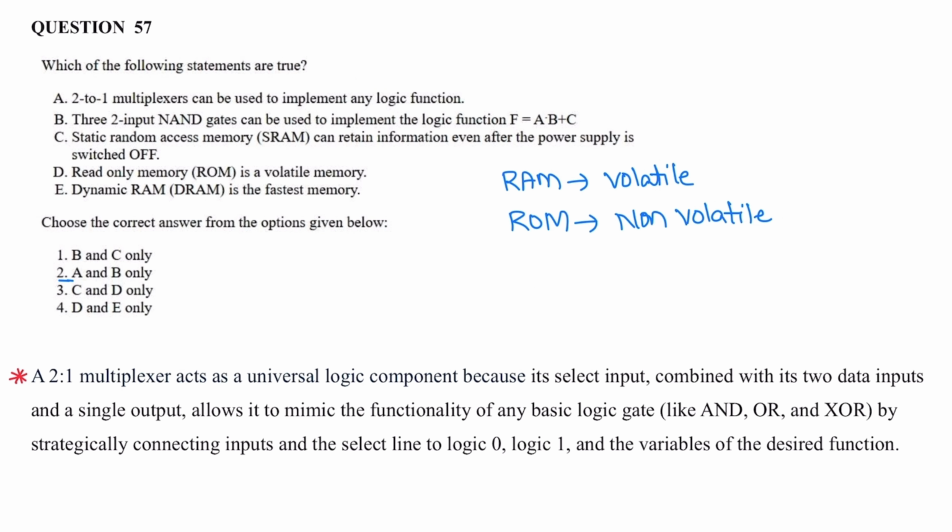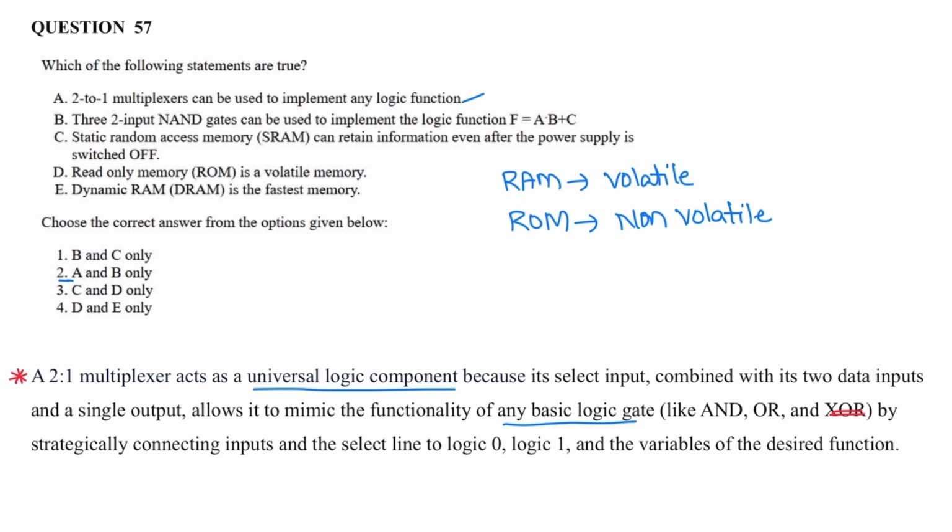Question number 57. 5 different statements are given. We need to choose the correct statement. So let us see. Statement A. A 2 to 1 multiplexer can be used to implement any logic function. Statement A is correct. A 2 to 1 multiplexer acts as a universal logic component because its select input combined with its two data inputs and a single output allows it to mimic the functionality of any basic logic gate, AND, OR, NOT, by strategically connecting inputs on the select line to logic 0, logic 1.